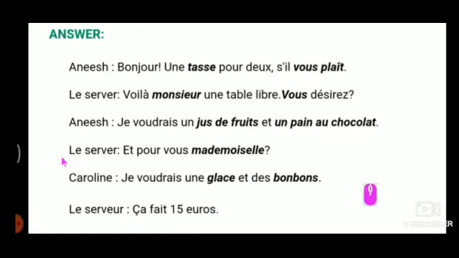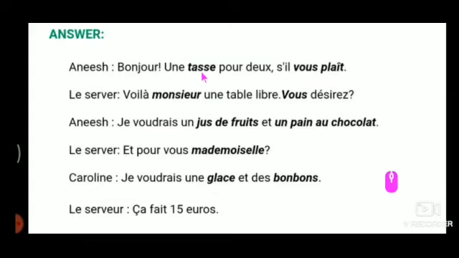Okay, so this alone I'll tell: either it should be tasse or it should be table. I think table will suit here. Why? Because tasse might be wrong. Une tasse pour deux, s'il vous plaît. See here: voilà monsieur, une table libre. So the table repeats here, so tasse will be the wrong answer. The right answer is table. So what we guessed is right. Please correct it as table.